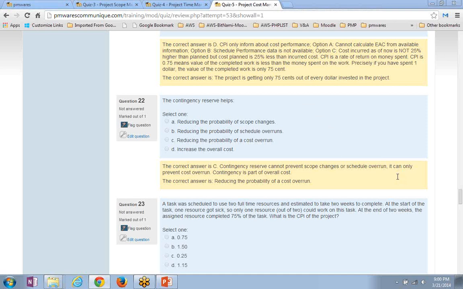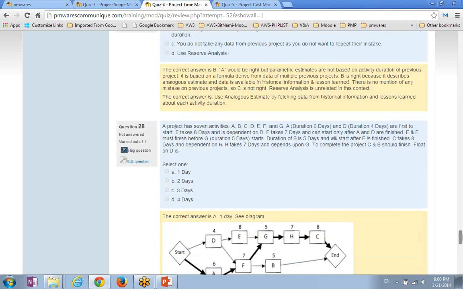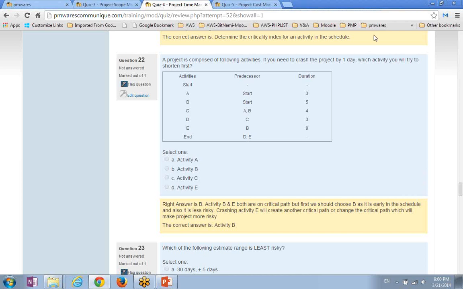Quiz number 4, question number 22 as well. Okay, so what is the confusion here? A project is comprised of the following activities. If you need to crash the project by one day, which activity will you try to shorten first? So, do you not agree with the explanation, or is this explanation not clear? Just needed a bit more elaboration.